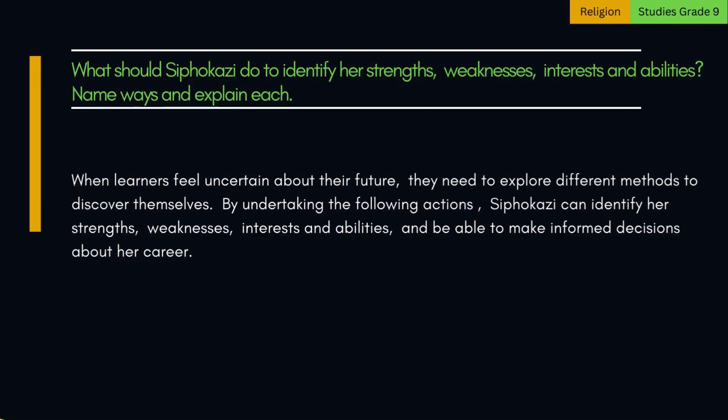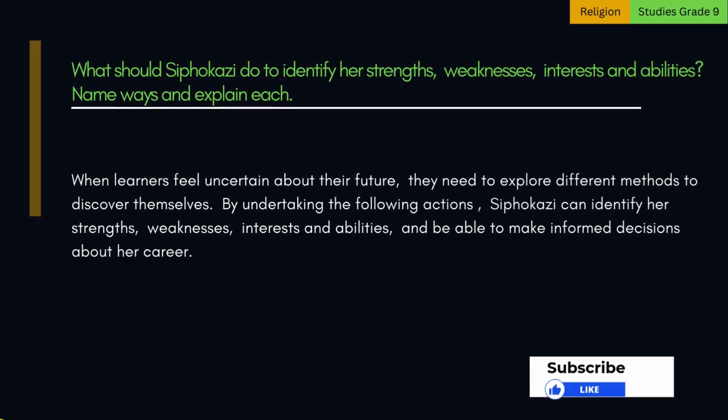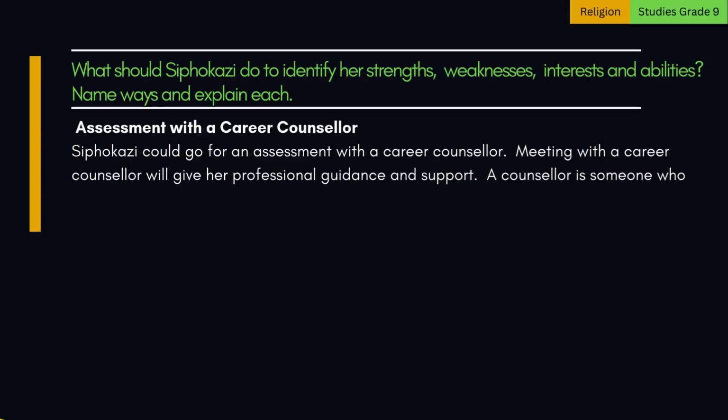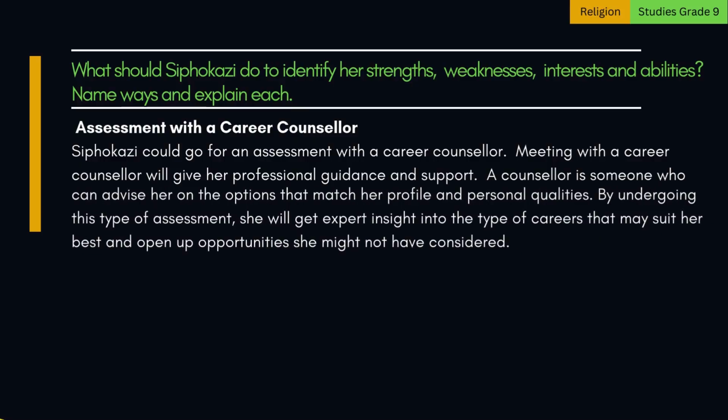When learners feel uncertain about their future, they need to explore different methods to discover themselves. By undertaking the following actions, Sifokazi can identify her strengths, weaknesses, interests and abilities, and be able to make informed decisions about her career. 1. Assessment with a career counselor. Sifokazi could go for an assessment with a career counselor. Meeting with a career counselor will give her professional guidance and support. A counselor is someone who can advise her on the options that match her profile and personal qualities. By undergoing this type of assessment, she will get expert insight into the type of careers that may suit her best and open up opportunities she might not have considered.